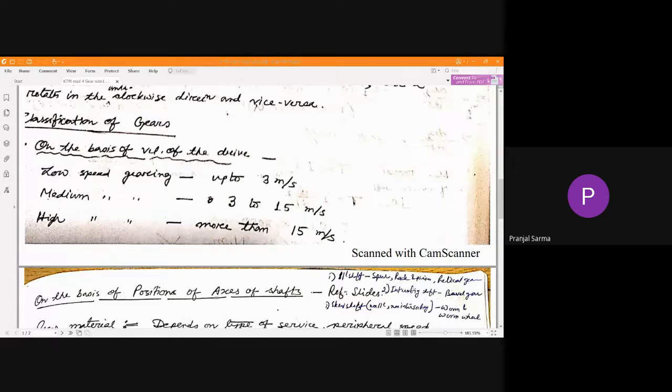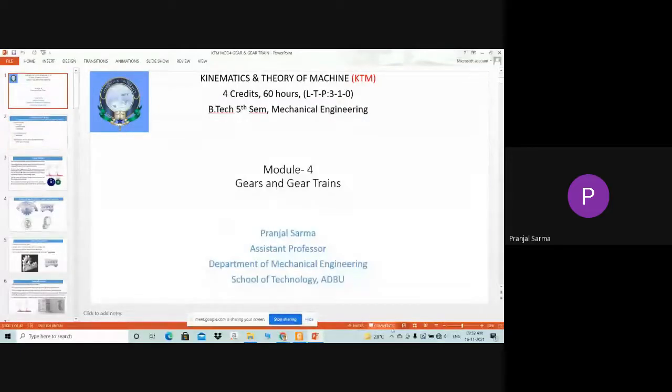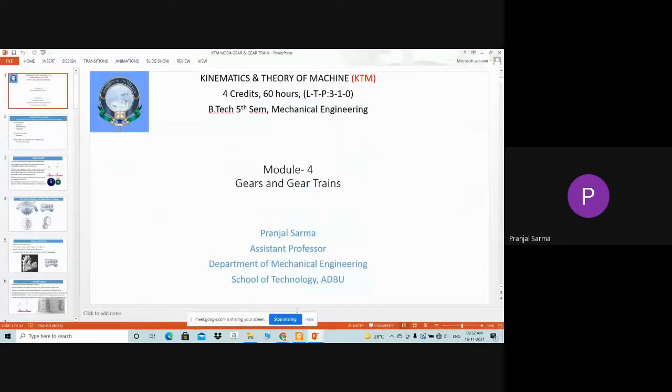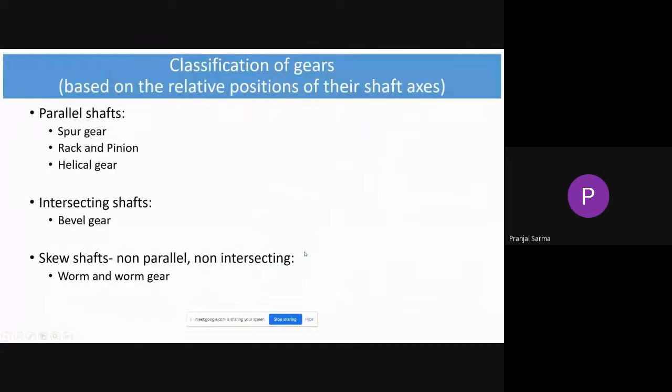So, okay, there are different types of classifications of gears which can be done based on the, let me share another screen. Okay, so it's visible, right? Yes, sir. Okay.